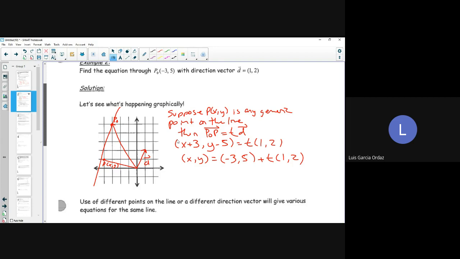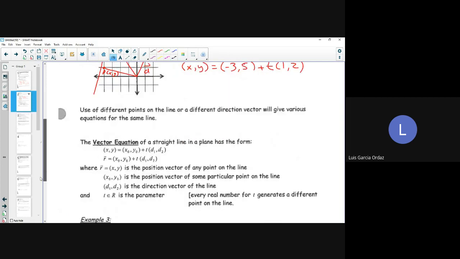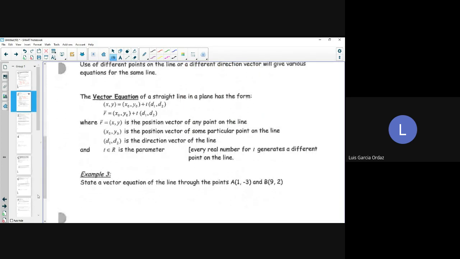So the use of different points on the line or a different direction vector will give various equations for the same line. So this is what is known as a vector equation. The vector equation of a straight line in the plane has the form (x, y) = (x0, y0) + t(d1, d2). The resultant x and y is just the vector r, which gives me the same thing. So r = (x, y) is the position vector of any point on the line.